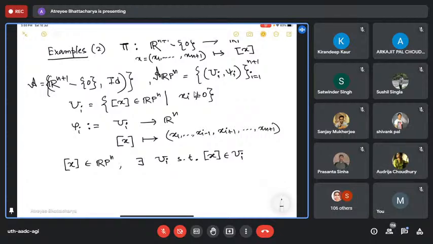So what I will do is I will change my atlas on the Rn plus 1 minus 0 domain.